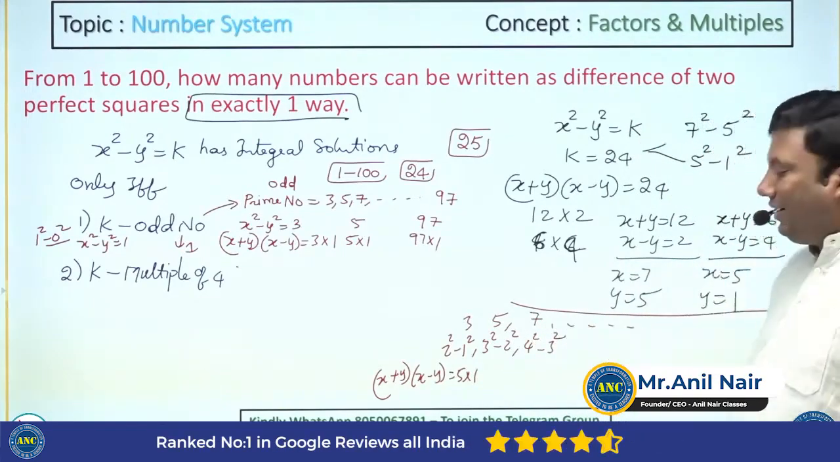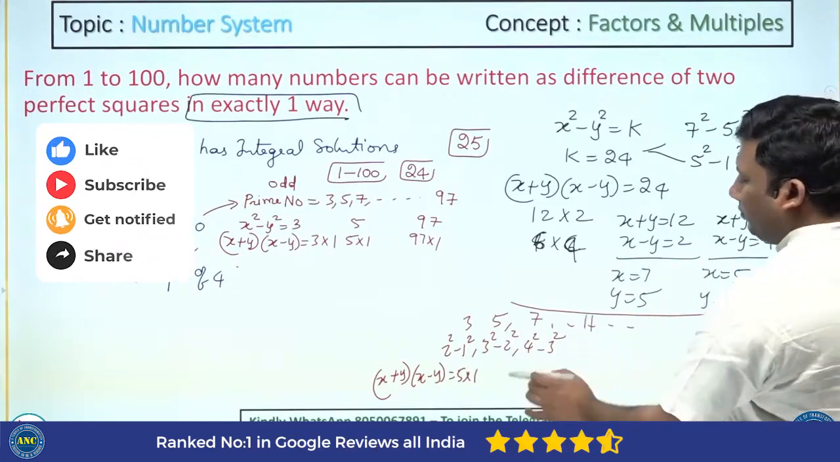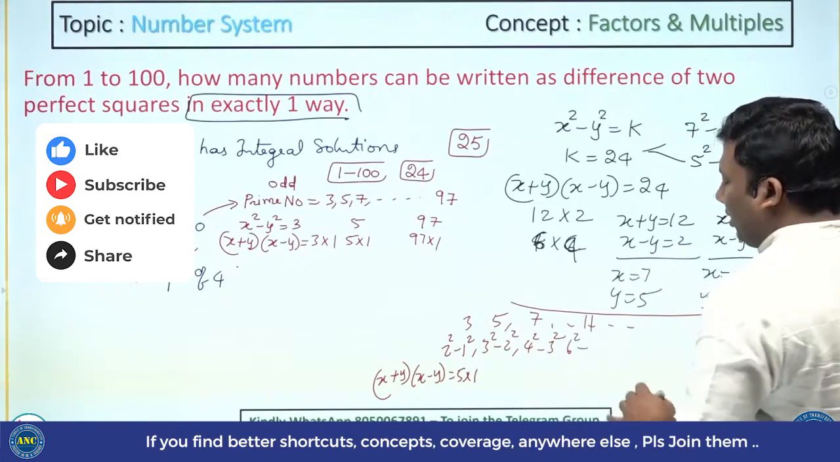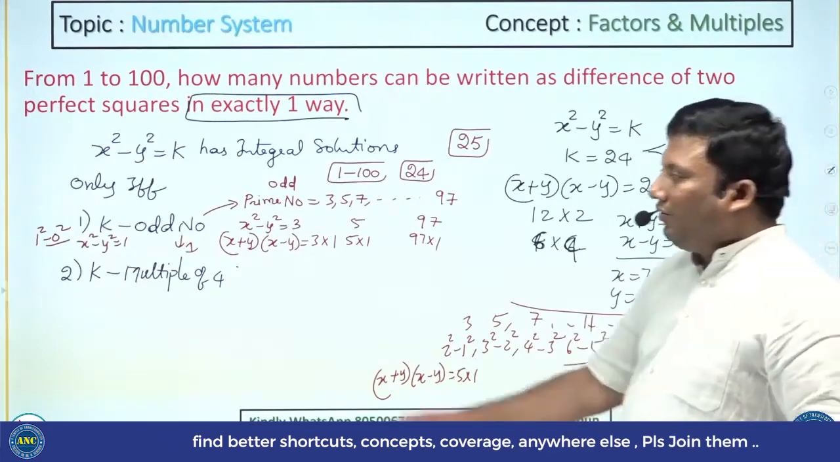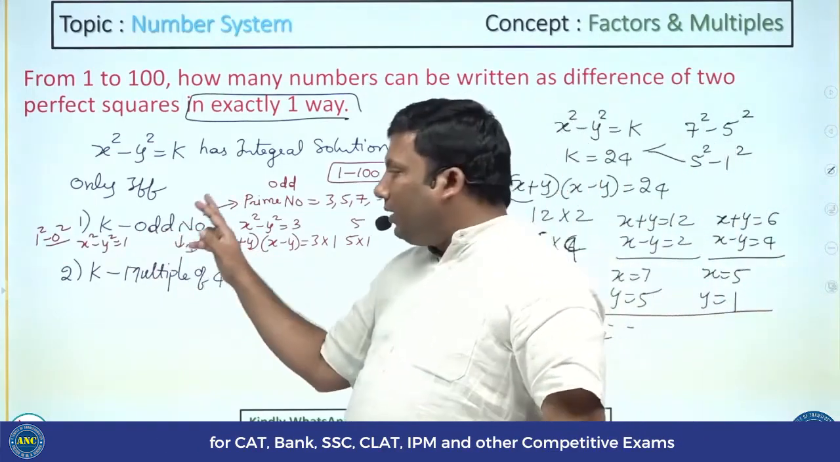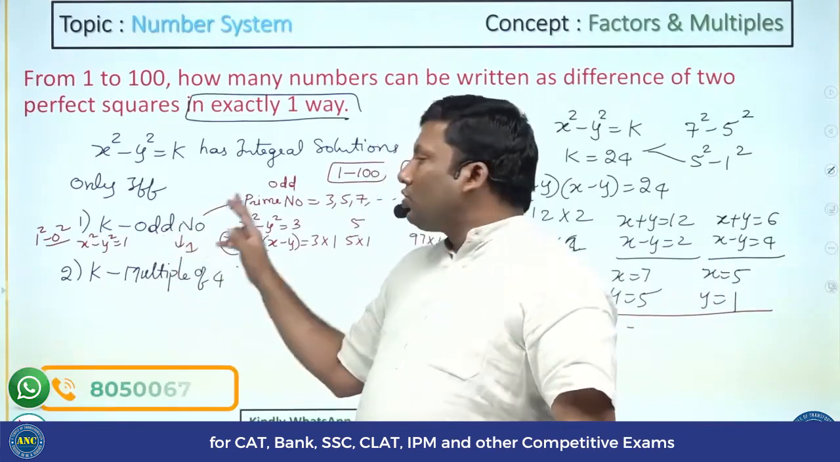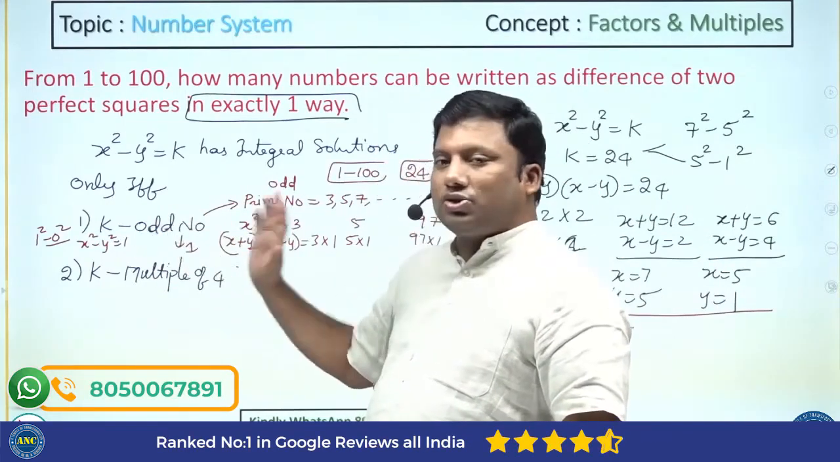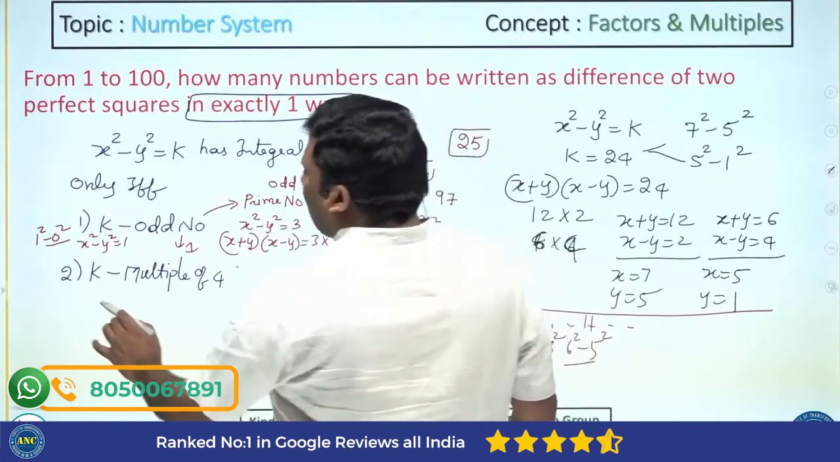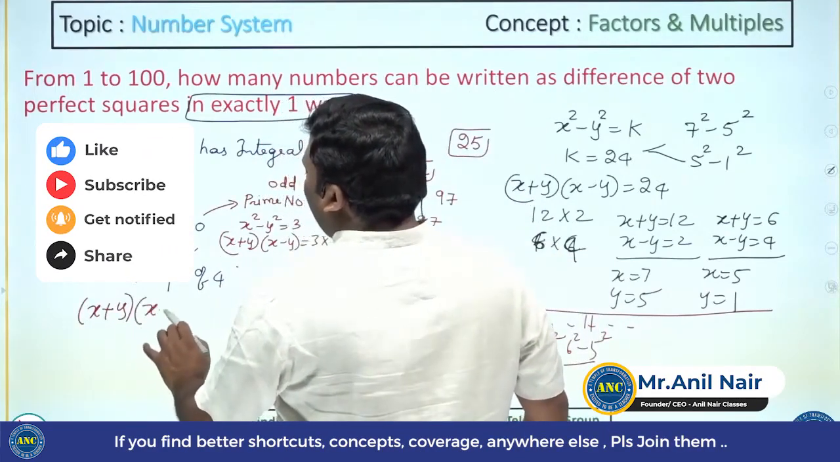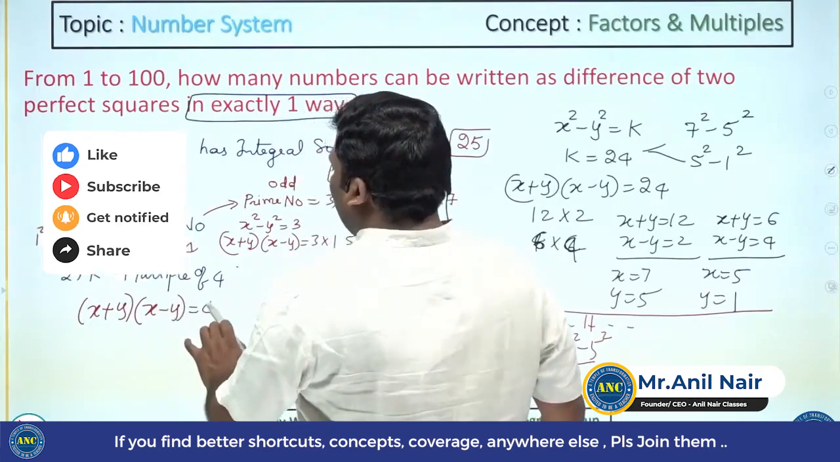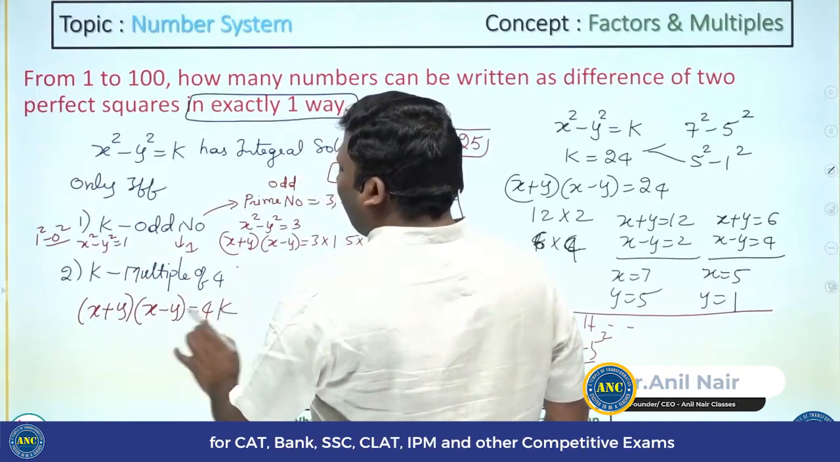I hope the idea is clear. 11. 6 square, 36 minus 5 square. Only one way. K is an odd number. That odd number should be a prime number. It can also be 1. X square minus y square equivalent to k. X plus y into x minus y equivalent to multiples of k.